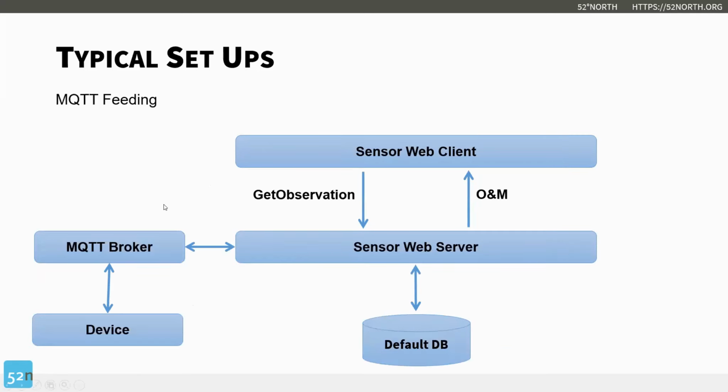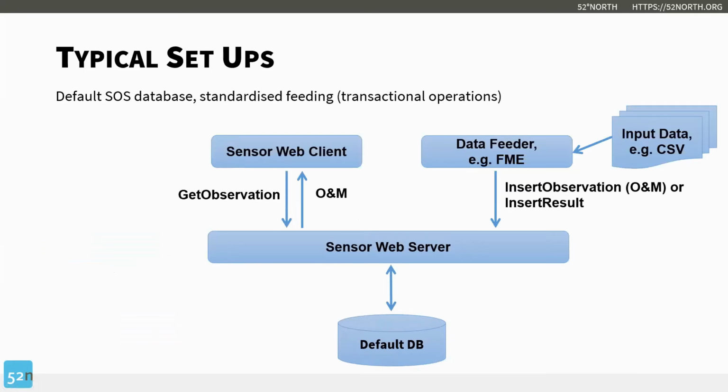A more recent feature is the use of IoT protocols for data feeding. For example, if you have IoT devices, there are already nice boxes which enable existing IoT devices to talk MQTT as an Internet of Things protocol. We can connect to the data streams via MQTT from your devices to get that into the sensor web server. That's an option. You can use data feeders for loading the data into the infrastructure via the transactional operations.